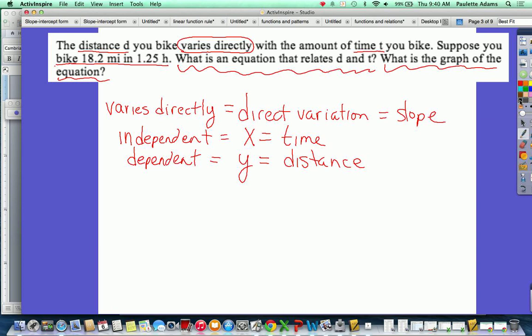Alright, the formula. Okay, that's the slope formula. But they want us to do a formula that relates distance and time. This comes from science. What's the formula that relates distance and time? Okay, distance equals what times time? Speed times time, or rate times time. How fast you going? Speed times time.